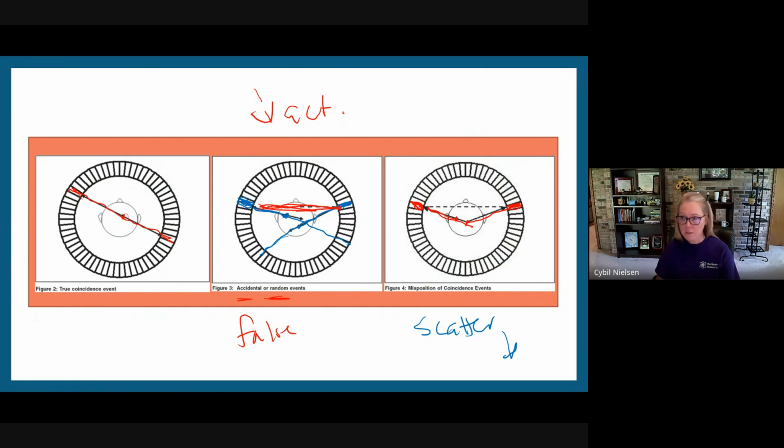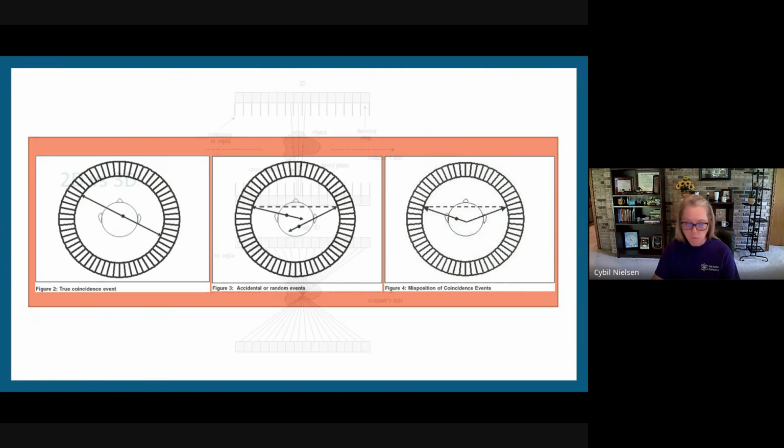So it's kind of opposite. With SPECT, more activity means more counts, means more information, means a better image. With PET, if you increase the activity, you increase the probability of these false or randoms, and so you actually degrade your image when you give too much activity.